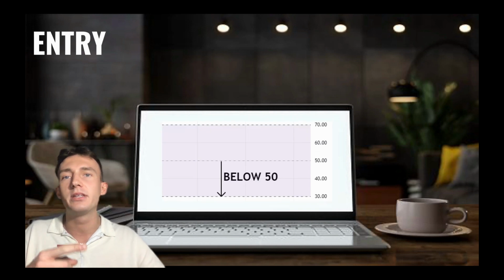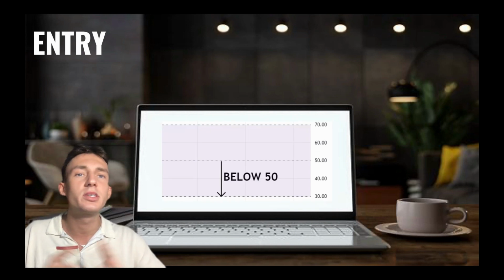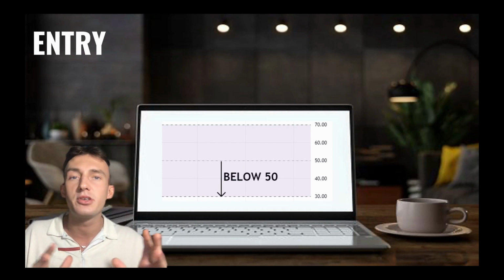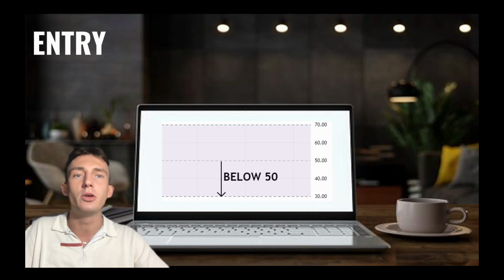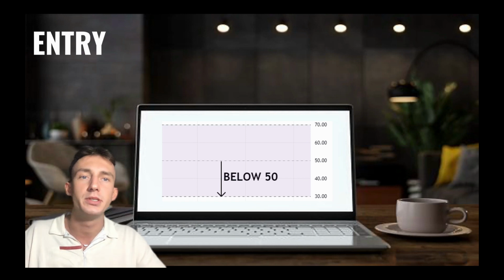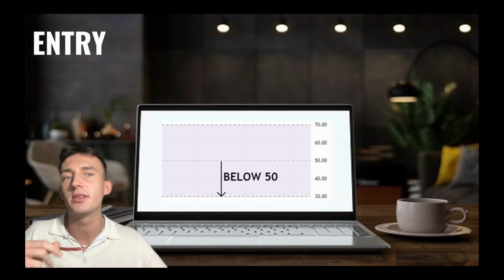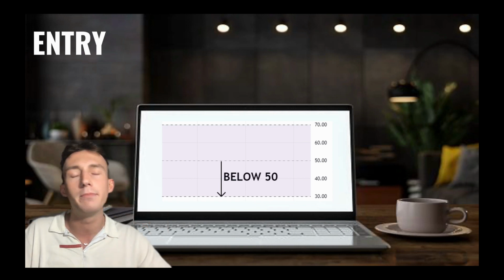The second entry condition relies on the RSI. This condition simply requires the RSI to be lower than 50. This essentially means that the asset is more likely to be oversold than overbought, meaning that the breakout direction is more likely to be upwards. You can adjust the RSI condition to be something more in line with your preferences, but the default value in the Coinrule template will be below 50.